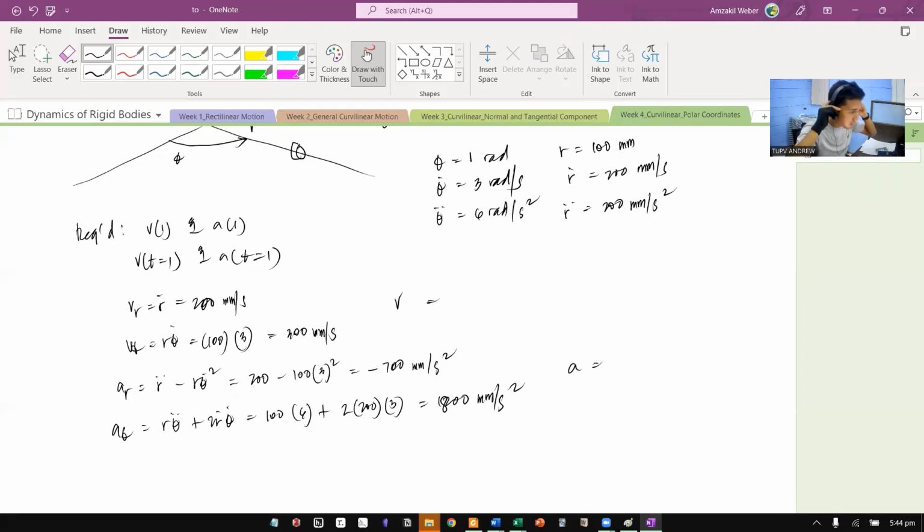Let me have my calculator. I don't have a calculator. So just please give me the answer for velocity and the acceleration, okay? Please wait.